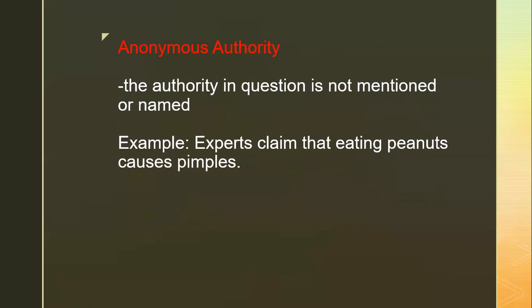Next is anonymous authority. The authority in question is not mentioned or named, meaning an unknown expert is cited in order to support an argument. So, for example, experts claim that eating peanuts causes pimples. Who are these experts? Who are these specific people? Remember, your ethos is very important when you persuade people to believe in your argument. So, since there are no experts presented in this claim, it's hard to believe. It's hard to rationalize. It's hard to treat this sentence as reasonable.